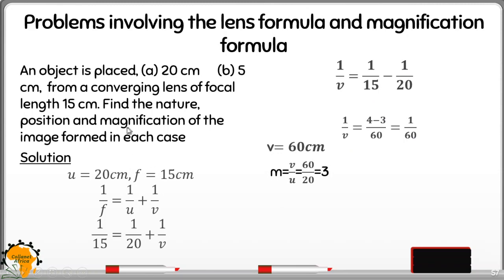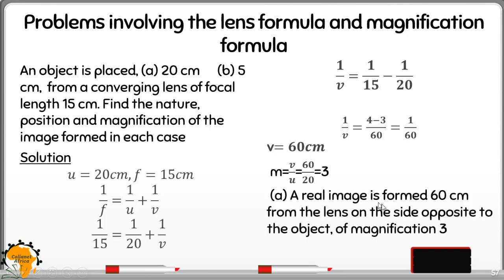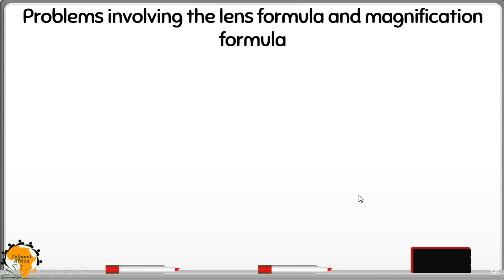To get magnification, we apply the formula for magnification. M is equals to V over U. We substitute the values. 60 over 20, you get 3. So our magnification is 3. Therefore, we can say that because this one is positive V, a real image is formed 60 centimeter from the lens on the side opposite to the object, and it has a magnification of 3. We move to the second part.